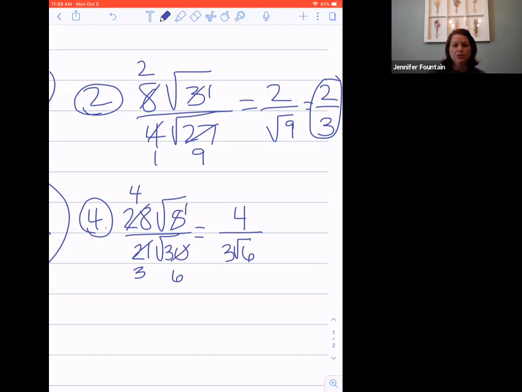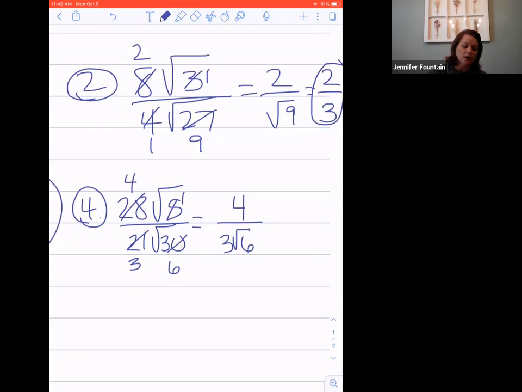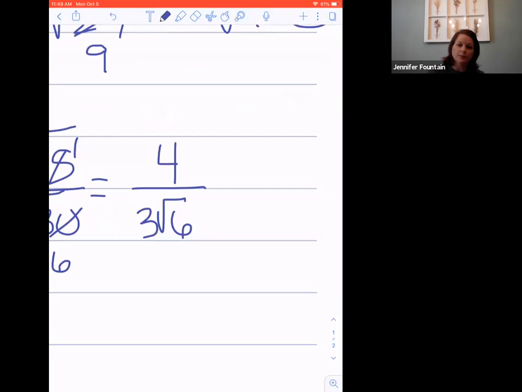Okay, that's step 1 and 2. Step 3, rationalize the denominator. What part of my denominator is the problem? The radical. So to clear my radical, I have to multiply by the square root of 6 over the square root of 6. I'm showing my work. I'm going ahead and writing that out.